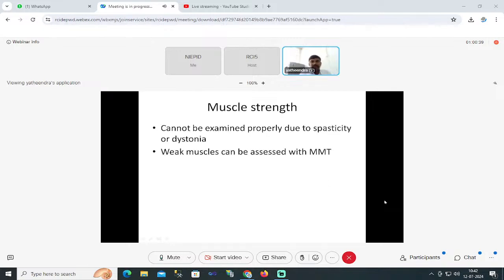Now coming to muscle strength. There is one problem when assessing strength: because of spasticity or dystonia, that is altered tone, we cannot exactly assess the strength. But in the case of hypotonia, we can assess the strength. So we need to take spasticity into consideration when assessing muscle strength. Muscle strength will be assessed using the MMT. MMT is manual muscle testing. Manual muscle testing is used by the therapist to check the strength of the muscles with manual resistance.